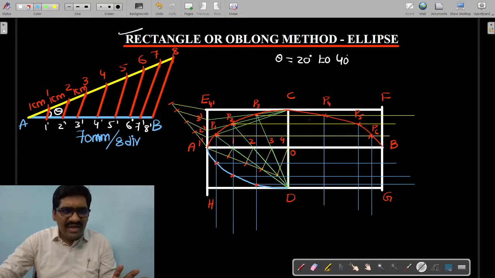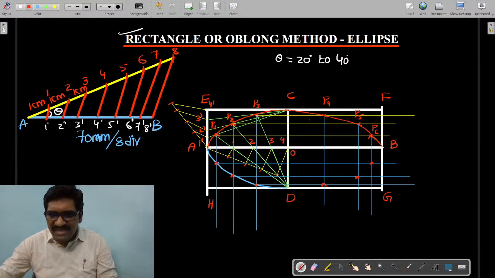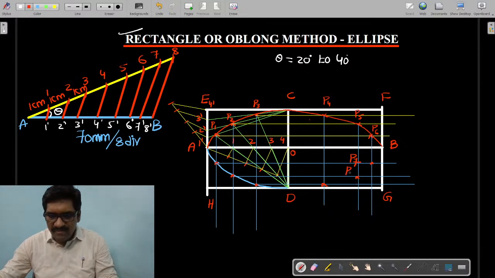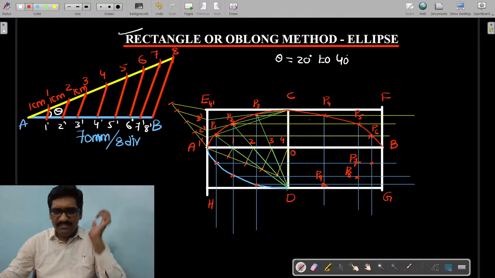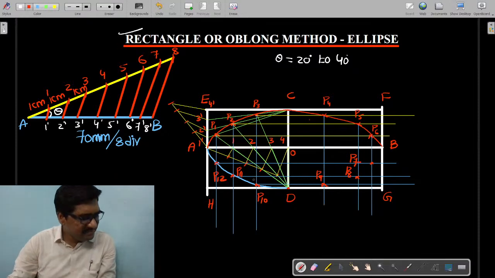Then definitely you can get some intersection points here. This one. Now see, P6, you can take it as P7, next P8, next one P9, next one P10, P11, P12. Perfect. Over, all of you.